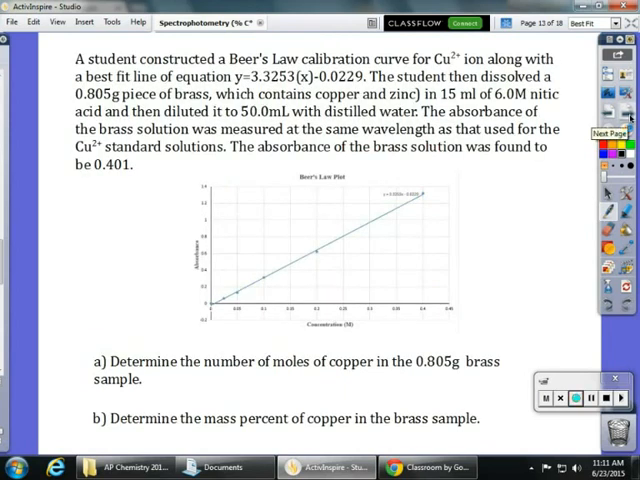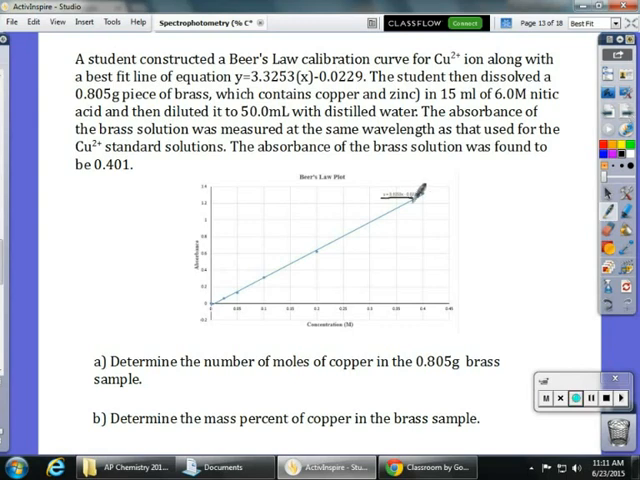Now let's look at a slightly more realistic problem, a lab-based question. So let me work you through the prompt here. A student constructs a Beer's Law calibration curve for copper 2 ions, along with a best fit line, the equation given to you. If you can't read it on here, it's given to you in the prompt.